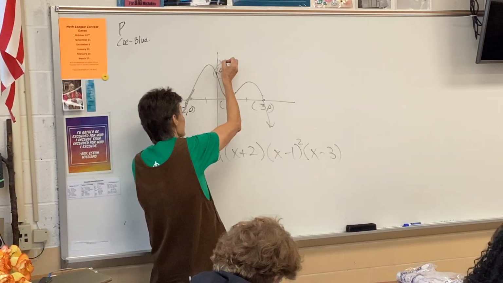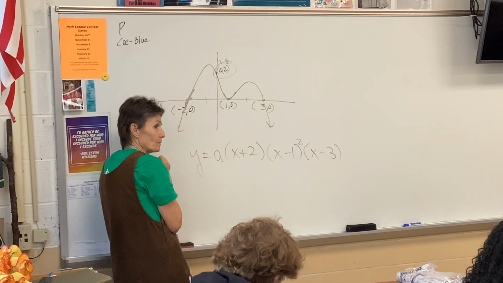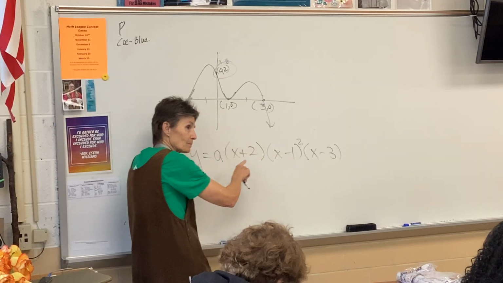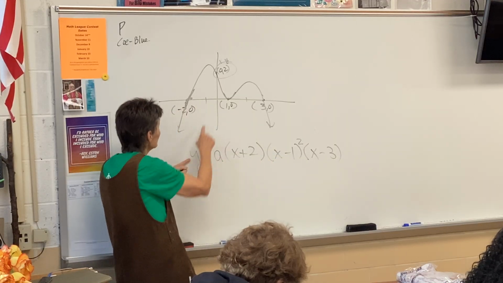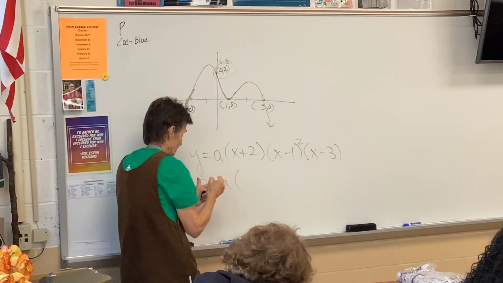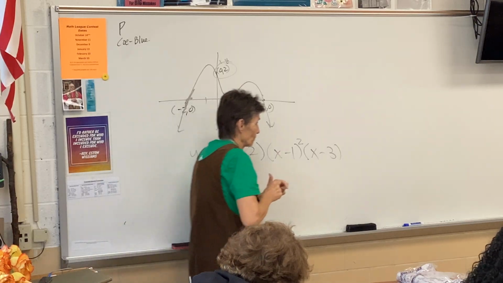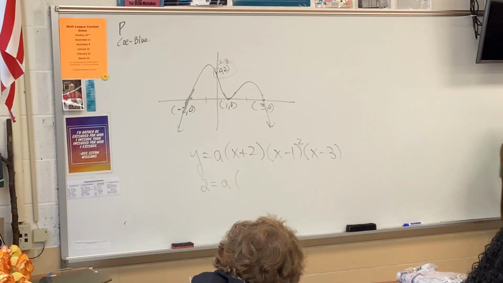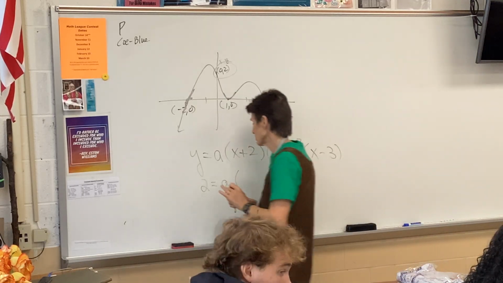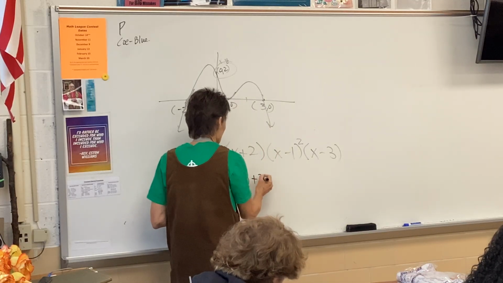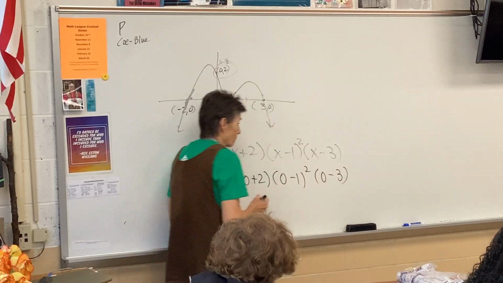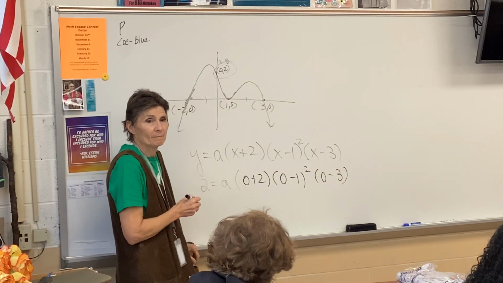This is an X and this is a Y. So guess what I'm gonna do? I'm gonna come down here to this equation and I'm gonna put 2 right here. And I'm gonna put 0 in for X. 0 in for all the X's. And I'm gonna figure out what that is.